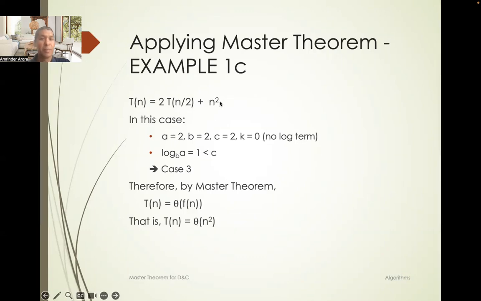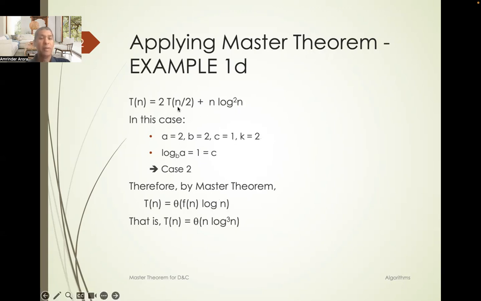Again, we have changed it a little bit. 1c here is saying T of n is equal to 2T of n by 2 plus n square. A is equal to 2, b is equal to 2, c is equal to 2, k is equal to 0. No log term here. Log of a to the base b is equal to 1, which is less than c. So we call it case 3. That's equal to theta n squared.